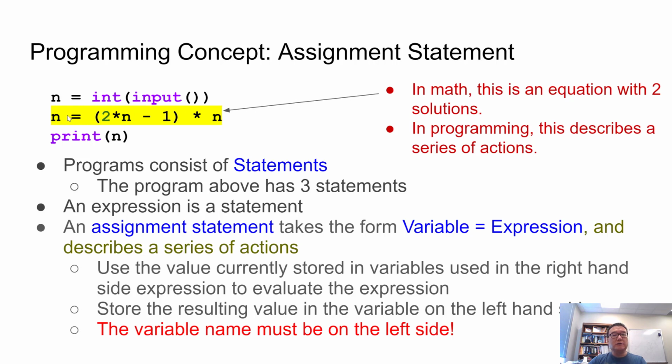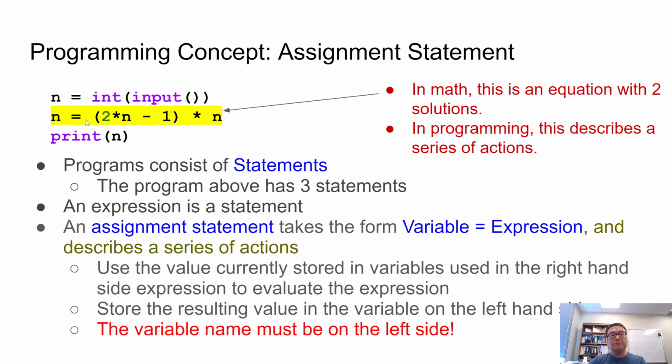In math, this highlighted part is an equation with two solutions, and you can think about what the two solutions are. In programming, this is not an equation. I guess this equation actually has a solution, but I can write an assignment statement that looks like an equation without a solution. For example, n equals n plus 1 is a perfectly fine assignment statement, but it's meaningless as math. So the equal sign is really different from equality in math.